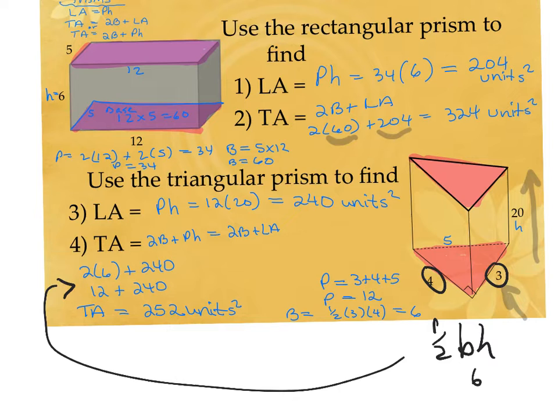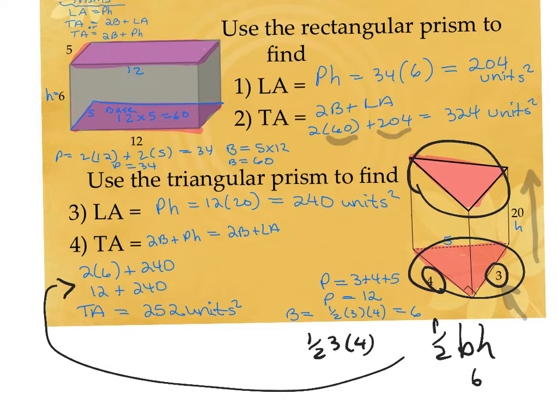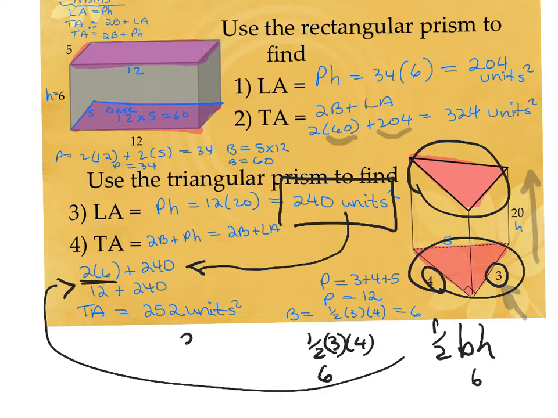I don't understand how you got to 252. So I found the area of both red triangles by doing 1/2 base times height. So I did 1/2, 3 times 4, and 3 times 4 is 12. Half of that is 6. So the 2 base areas, 2 times 6 is 12. And then I took the lateral area that I calculated up above, and I added 240 plus 12 and got 252. Okay.